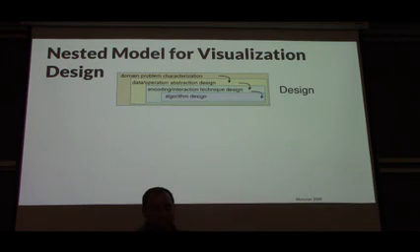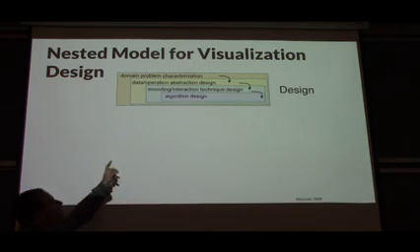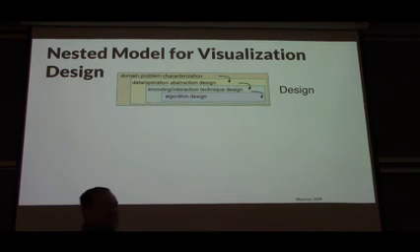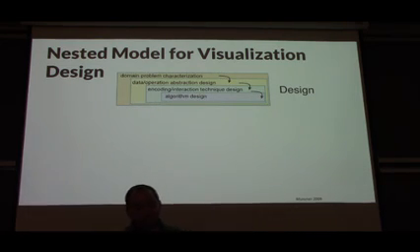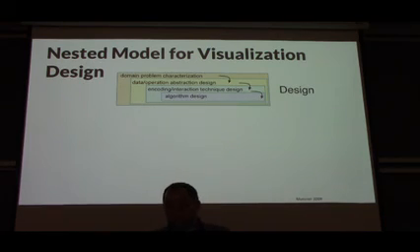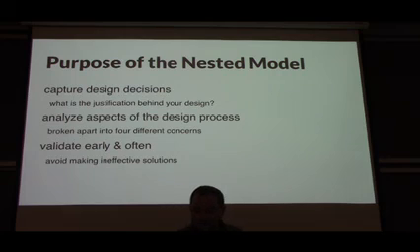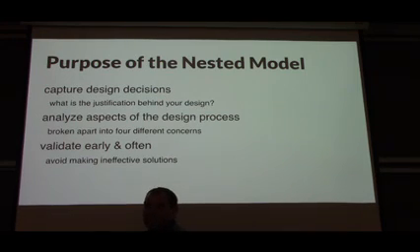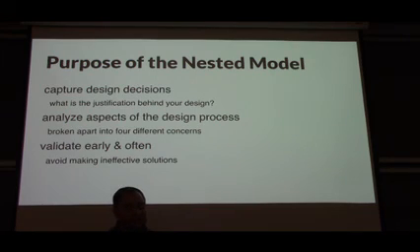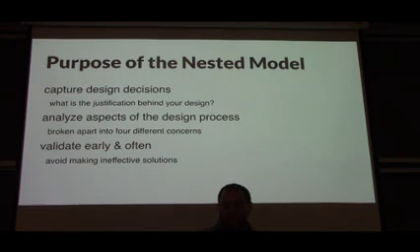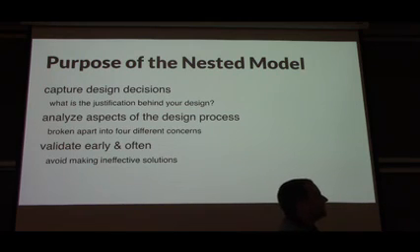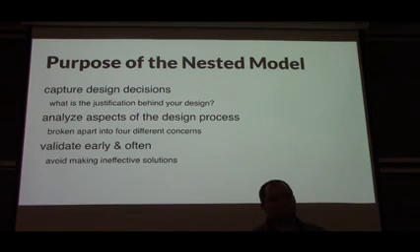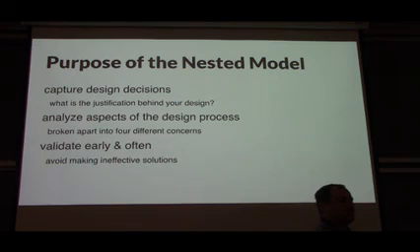So our focus in this class was mainly on this encoding interaction technique design. There are other classes that I'll hint at that will talk more about the domain problem characterization and data operation abstraction design steps. So, what is the purpose of this nested model? Just to recap what you said nicely, the idea is to capture design decisions, to be able to justify what is going on in our design, and then analyze the aspects of the design process. We break this up into these 4 different concerns so that we can be very explicit about which phase of the design we are in, and not get ahead of ourselves.